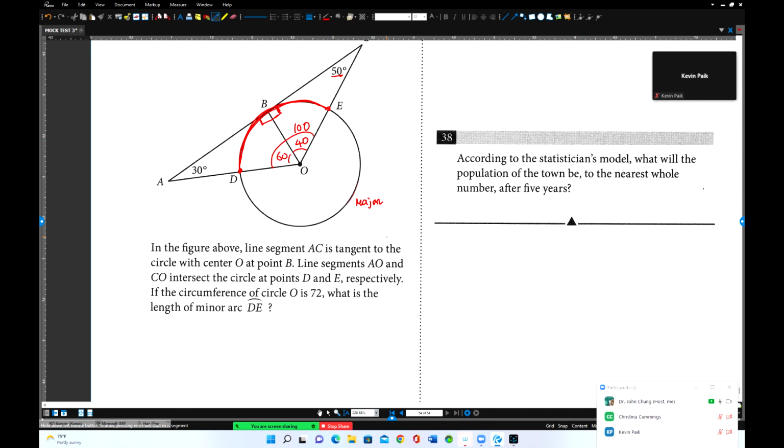The ratio is this out of 360. The total is 72, and this length is out of the total length. The central angle is 100 out of 360. It's proportional to each central angle. So you multiply: this is 1, this is 2, equals 20. From here to here is 20. The other side is 52. Major, minor. The 20 is the answer.